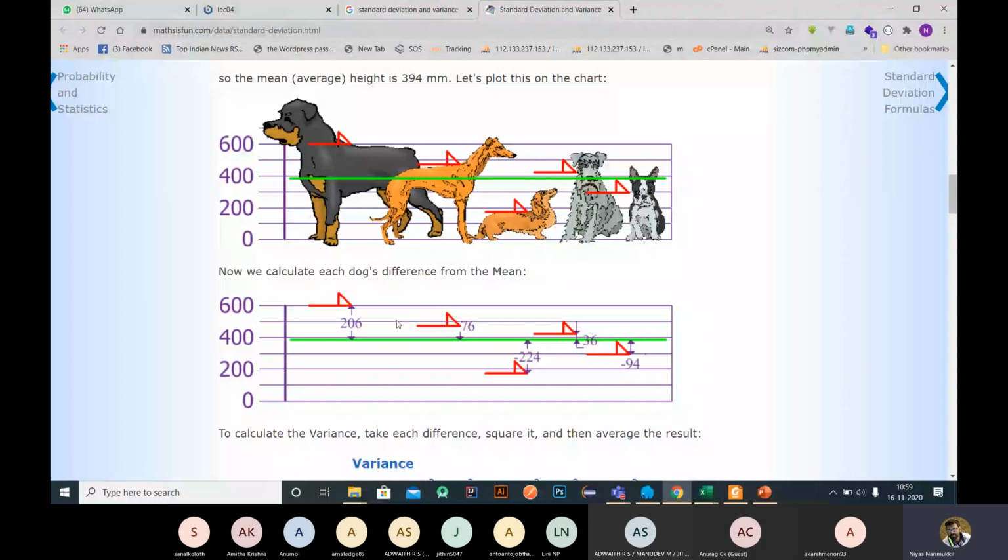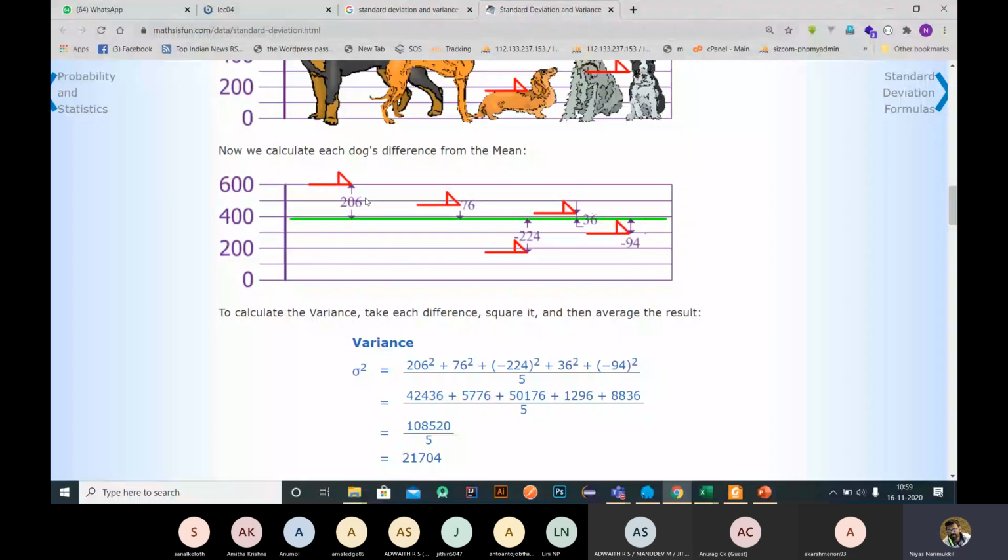Variance: we find the difference, we square this difference, and we find the mean of these squared differences. So we first of all square this difference. Why are we squaring this? In order to make the negative values positive. So this is the squared differences, and we take the mean of the squared differences.